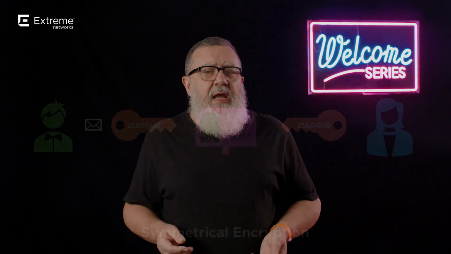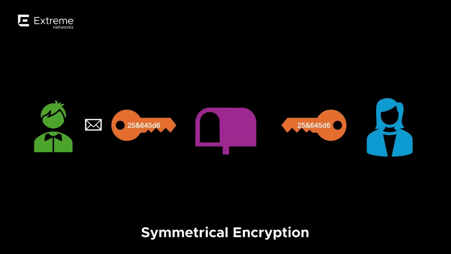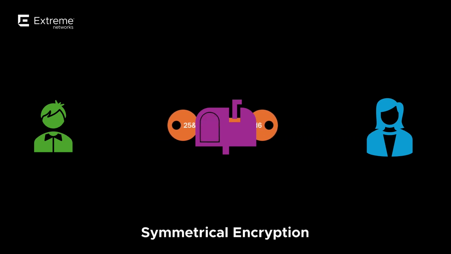Well, on this diagram on screen, you see the example of a symmetrical algorithm used to encrypt data. Imagine you and a friend have the same key to a locked box. You can both use that same key to lock and unlock the box, but you must make sure that no one else gets a copy of the key.